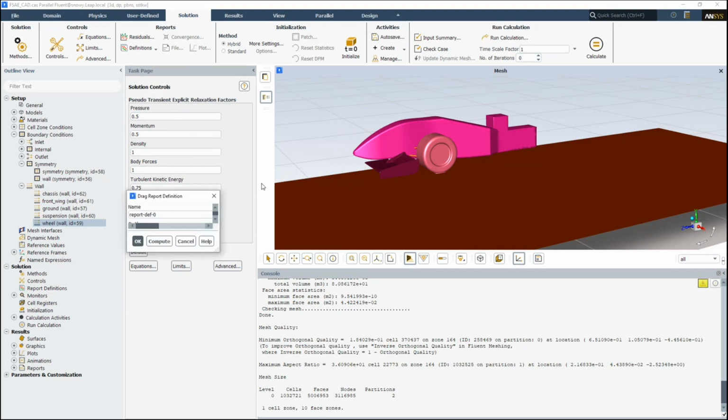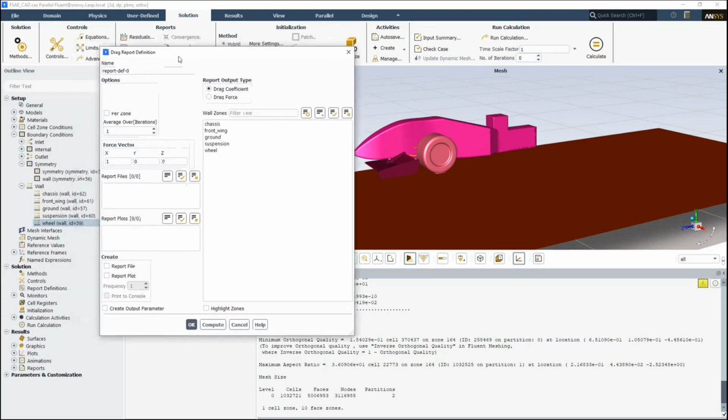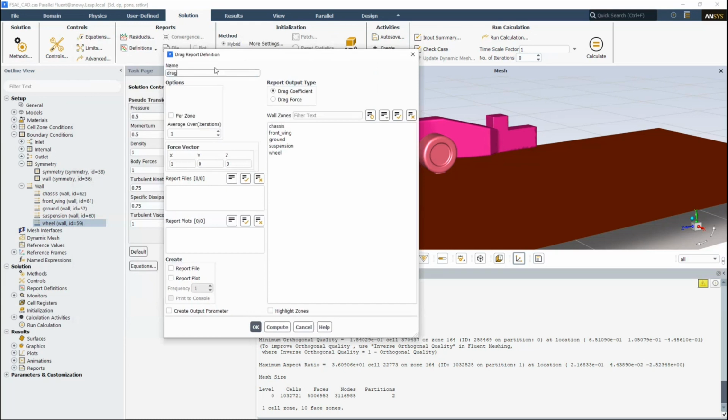Usually for a simulation like this, we're going to create a drag report. We'll call it drag. We're going to make sure it's a force, not a coefficient, and we're going to use everything but the ground. And we want to make sure we're getting that vector in the right direction. So that should be negative Z.